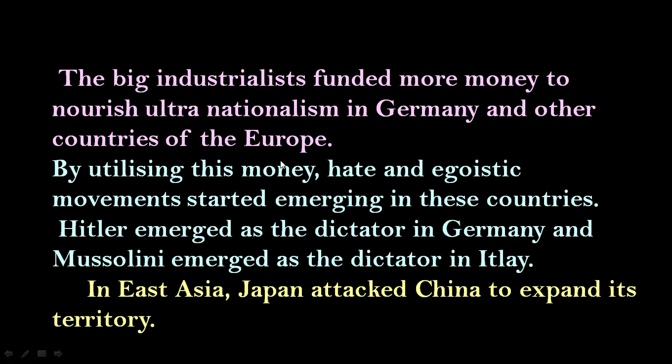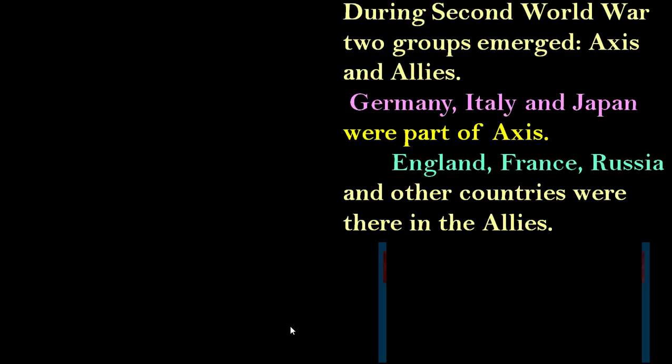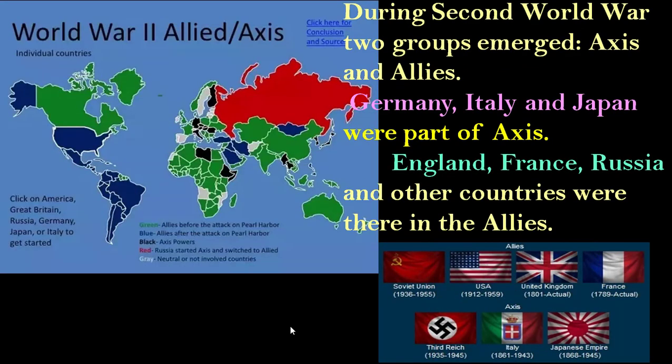Not only in Europe, it also started in the East Asia part, when Japan attacked China to expand its territory. So during the Second World War, two groups emerged, considered as the Axis and Allies. Among them, Germany, Italy and Japan were part of the Axis. So here it is, Allies and Axis.